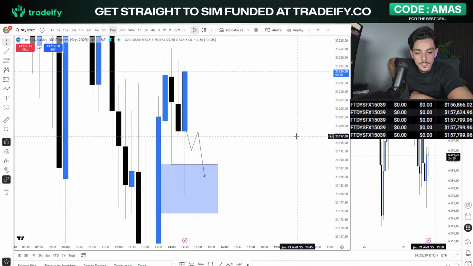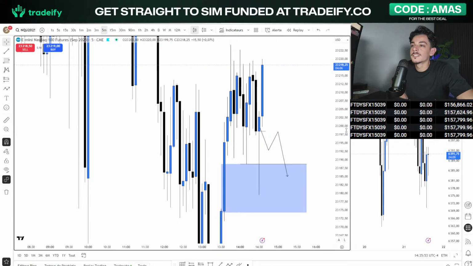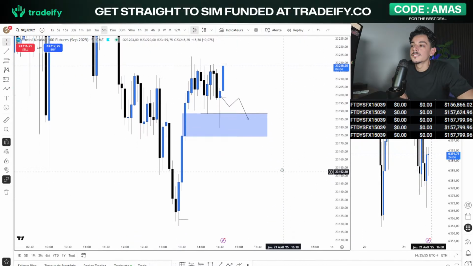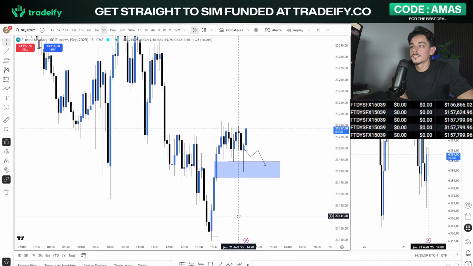Bro, go on 5-minute NQ, zoom out, look at the dump, and then look at the rest. You can see the imbalance. Then you can see the rest, how it tries to balance. Yeah, for sure. That's a good thing.